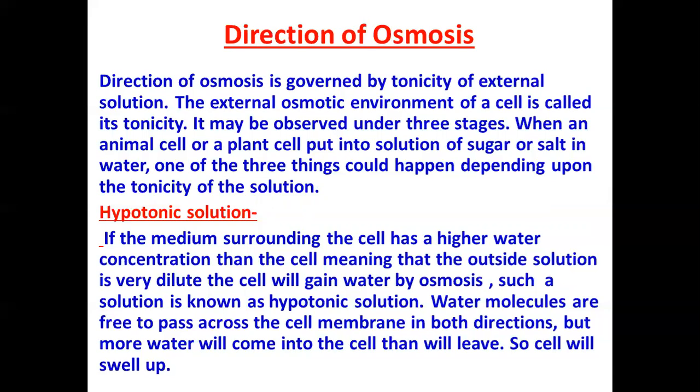First is hypotonic solution. What is this hypotonic solution? If the medium surrounding the cell has a higher water concentration than the cell, meaning that the outside solution is very dilute, the cell will gain water by osmosis. Such a solution is known as a hypotonic solution. Water molecules are free to pass across the cell membrane in both directions, but more water will come into the cell than will leave. So, the cell will swell up.